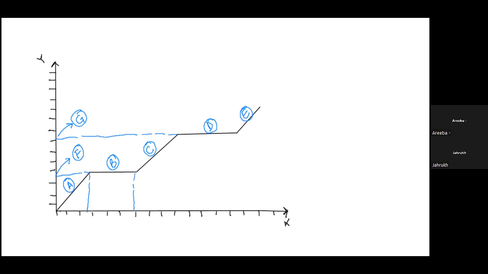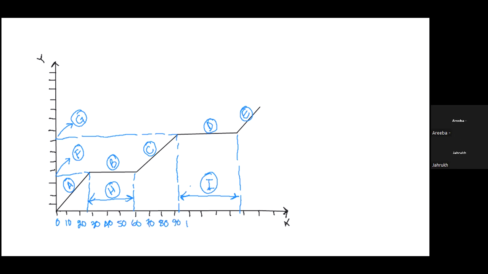and call these as H. And then this one as I. Okay. Let's call this 0, 10, 20, 30, 40, 50, 60, 70. Let's call these as minutes.